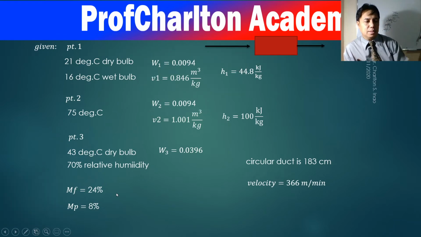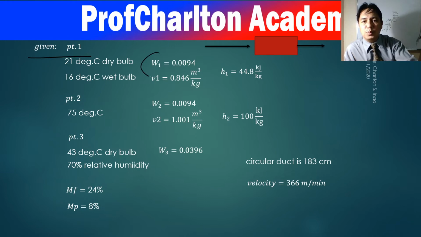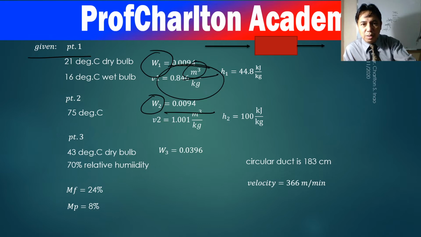Okay? So, meaning at point 1, we get the specific humidity 1, which is also equal to specific humidity 2. We can get the specific volume property, 0.846 meter cube of volume per unit mass, kilogram. We can get the enthalpy, which is also specific to unit mass, kilojoule, the energy, per kilogram.